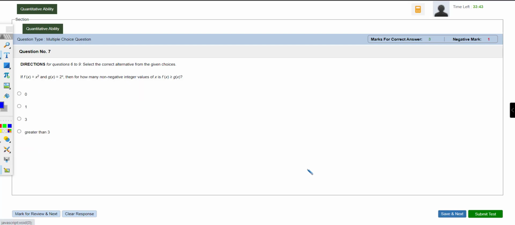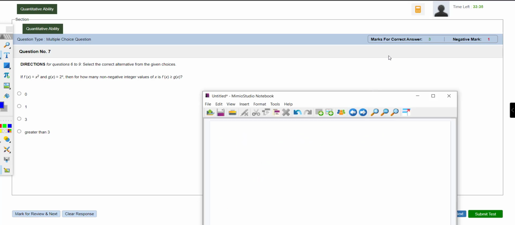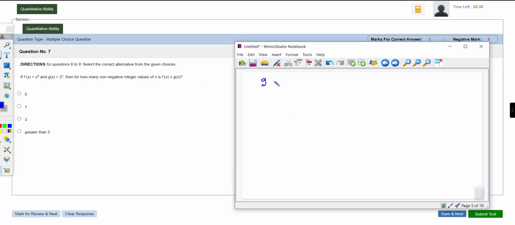F of x is x square, g of x is 2 to the power x. How many non-negative integral values for x such that f of x, means x square, should be greater than or equal to 2 to the power x? Okay, x is going to be which kind of number? X is going to be a non-negative integer, means 0, 1, 2, 3 onwards.